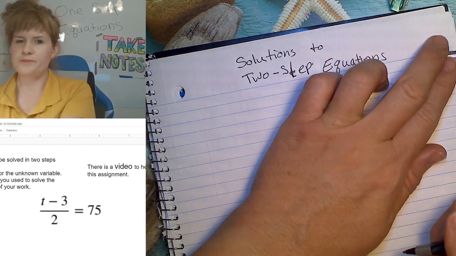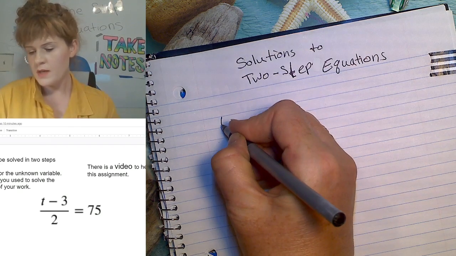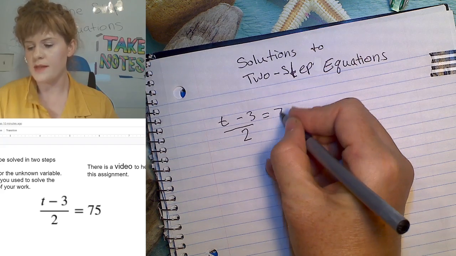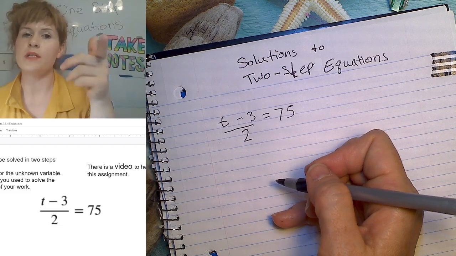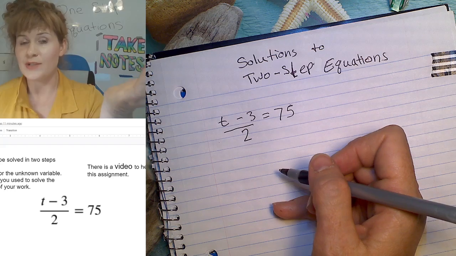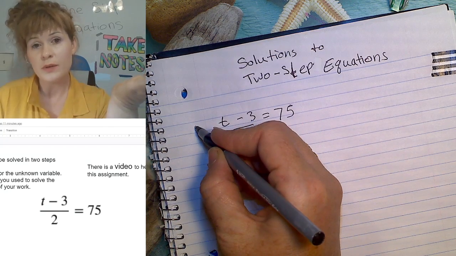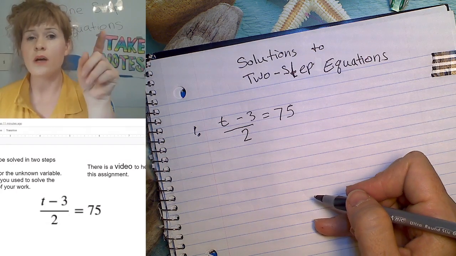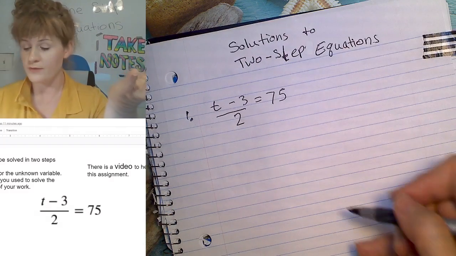Okay, let's do it. Number one, you can see there on my computer screen. (t minus 3) divided by 2 equals 75. Now, in one-step equations, we could solve it in just one step. Now, there are two steps, but that's fine because it's just like doing a one-step equation twice. I don't think I need to show you as slowly as I did before. I'll go a little faster. Make sure you're following along on your paper because I never want to just do the work for you. You need to learn it yourself.